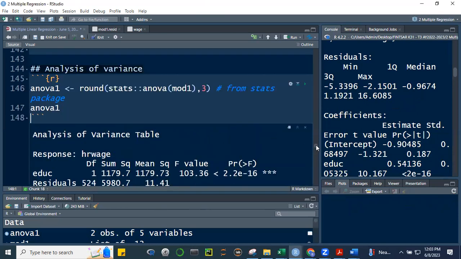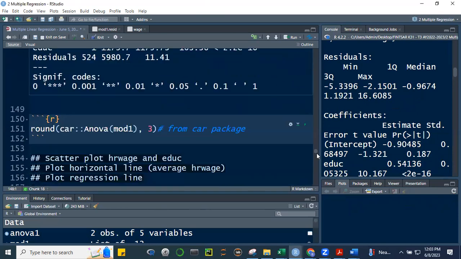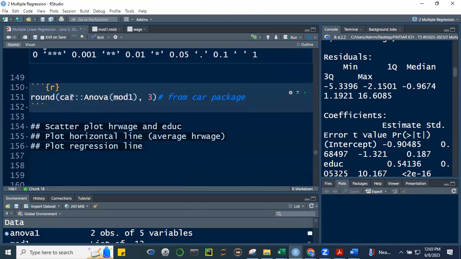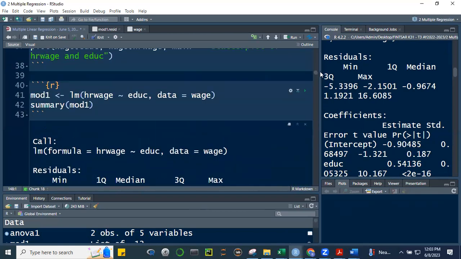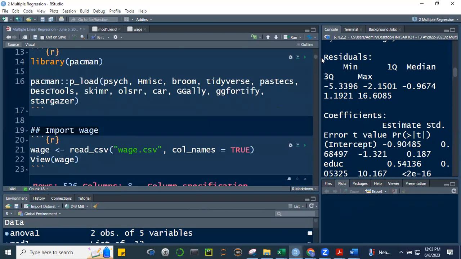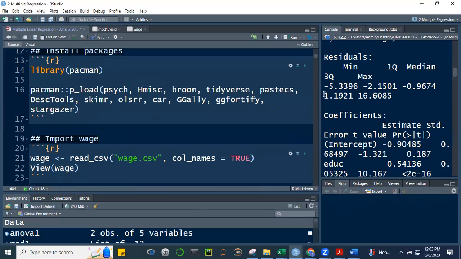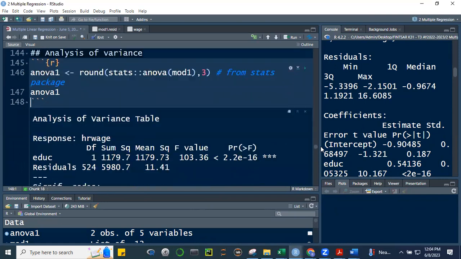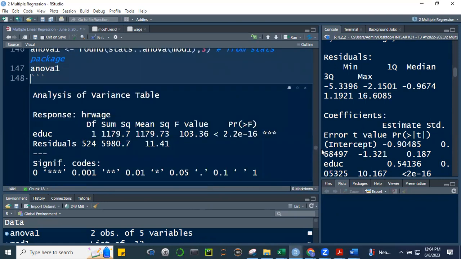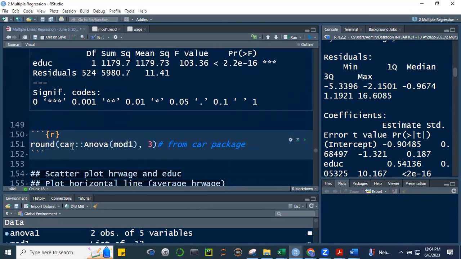Okay, there's another way to do this. Okay, we can make use of the CAR package, no? So if you have not installed CAR, paki-install. In-install ba natin dito yun sa simula? Yeah, install natin si CAR. So once we have installed that, then we can now make use of this sa CAR class, capital A siya, sa stats package small a.